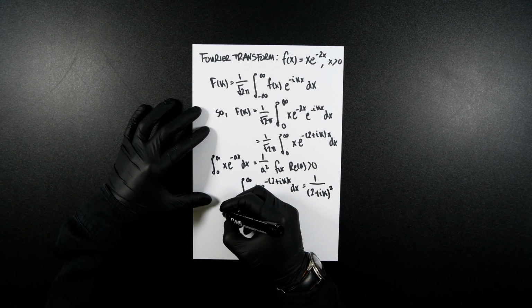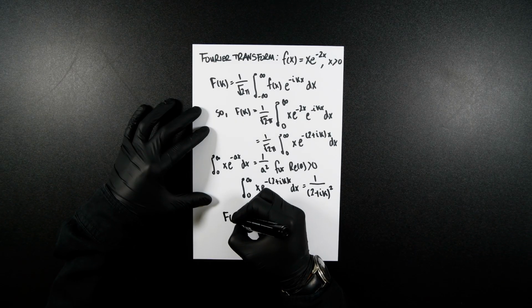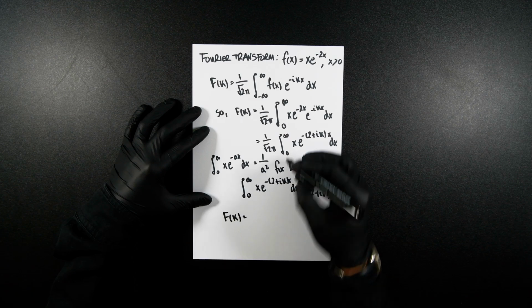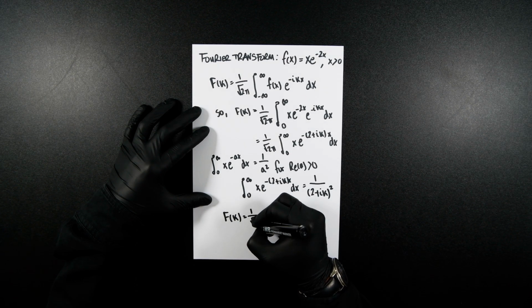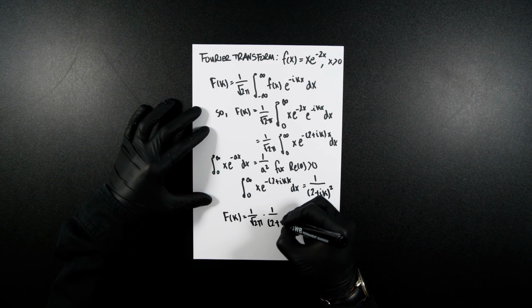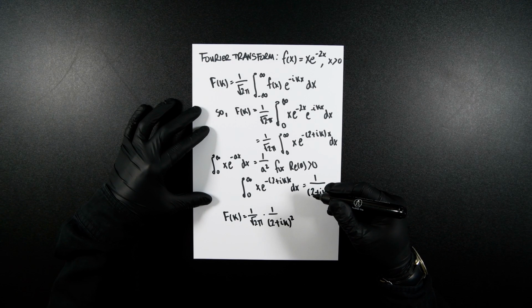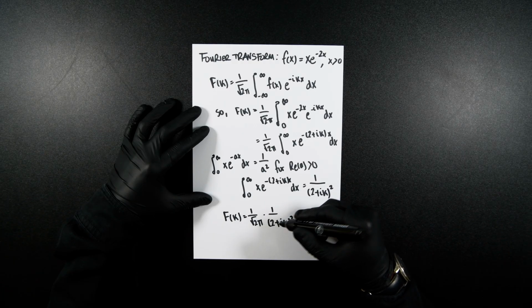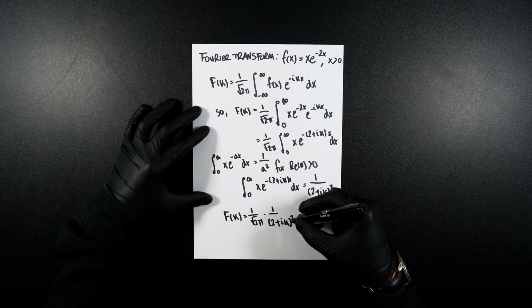So now we have f(k) equals, and remember this, don't forget that, 1 over root 2 pi multiplied by 1 over (2 plus ik) all squared. You can rationalize the denominator, however, I think that this is the easiest way to represent it.